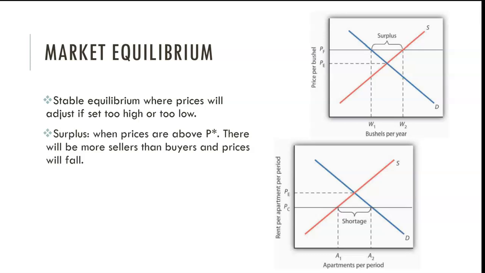A surplus is going to be any time price is above our equilibrium price. We're going to have more quantity supplied than quantity demanded. So that would be like this top graph up here.